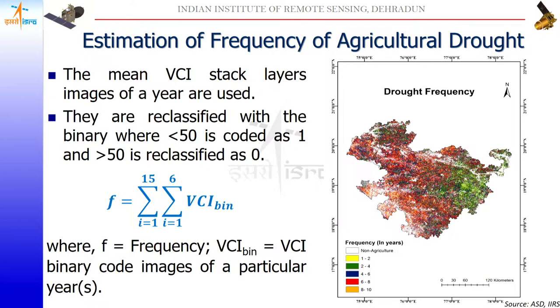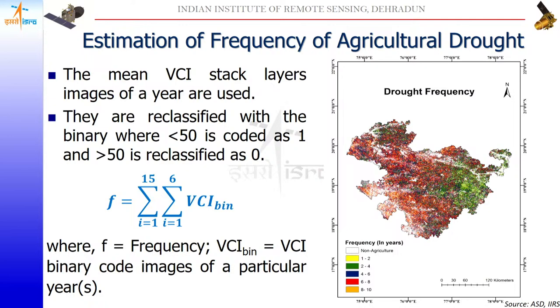If the frequency is higher in any specific area, like from the results of this figure, you can easily see that in the Marathwada region the western part has higher frequency. The districts Aurangabad, Beed, Osmanabad and Latur all have higher frequency of drought.